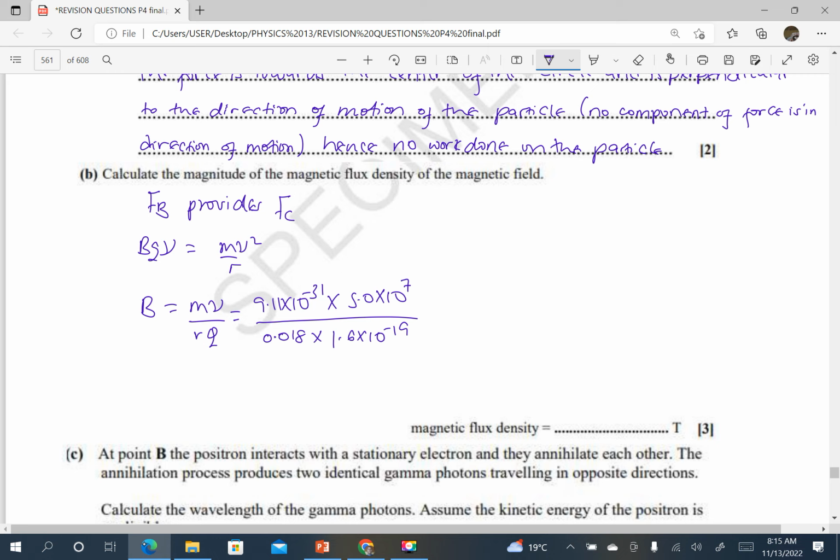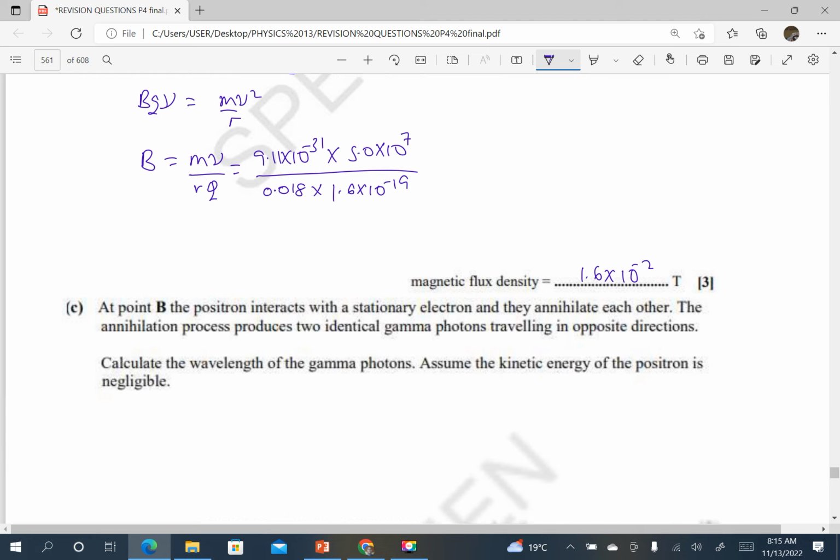So this is giving me 1.6 times 10 power negative 2.